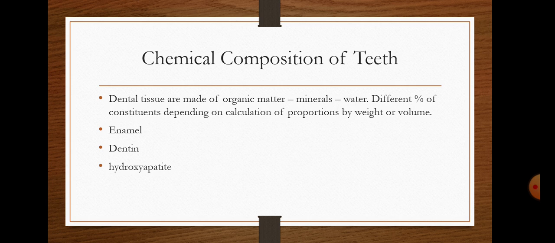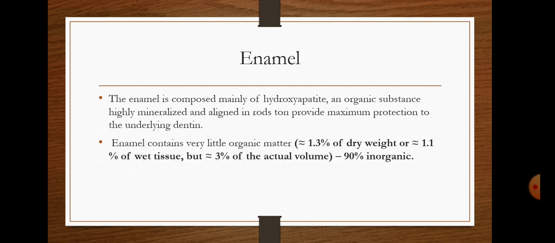Now let's discuss the chemical composition of teeth. Dental tissue is made up of organic matter, minerals and water, with different percentages of constituents depending on calculation of proportion by weight or volume. The first one is enamel, the second one is dentin, and the third one is hydroxyapatite.